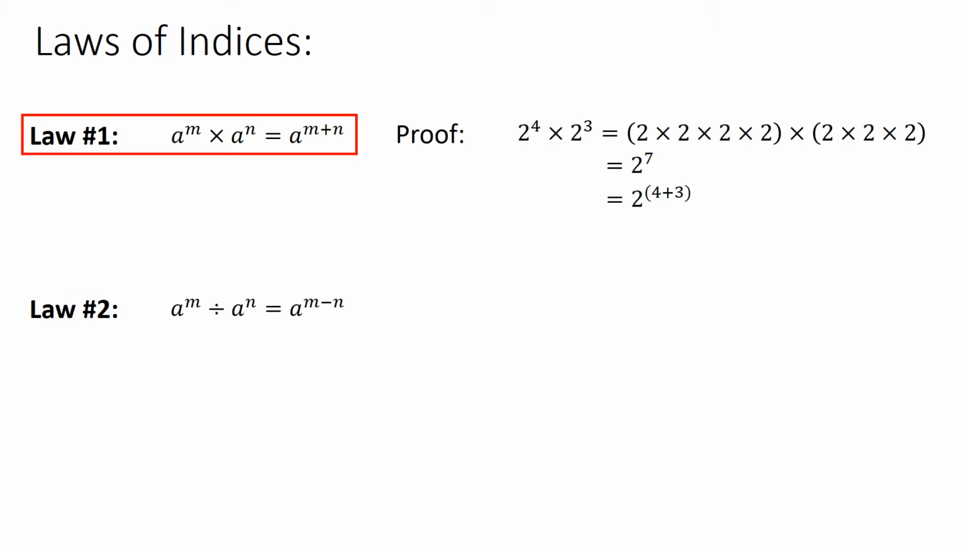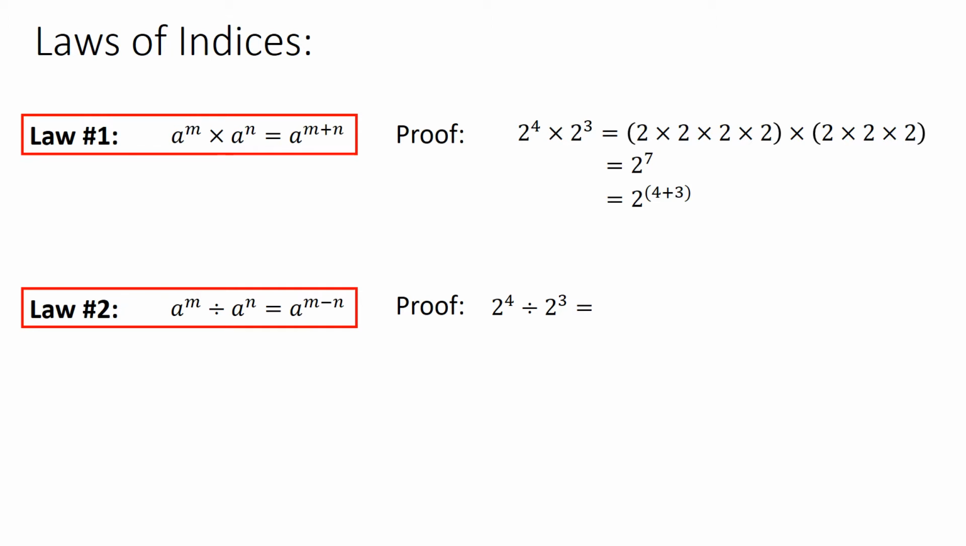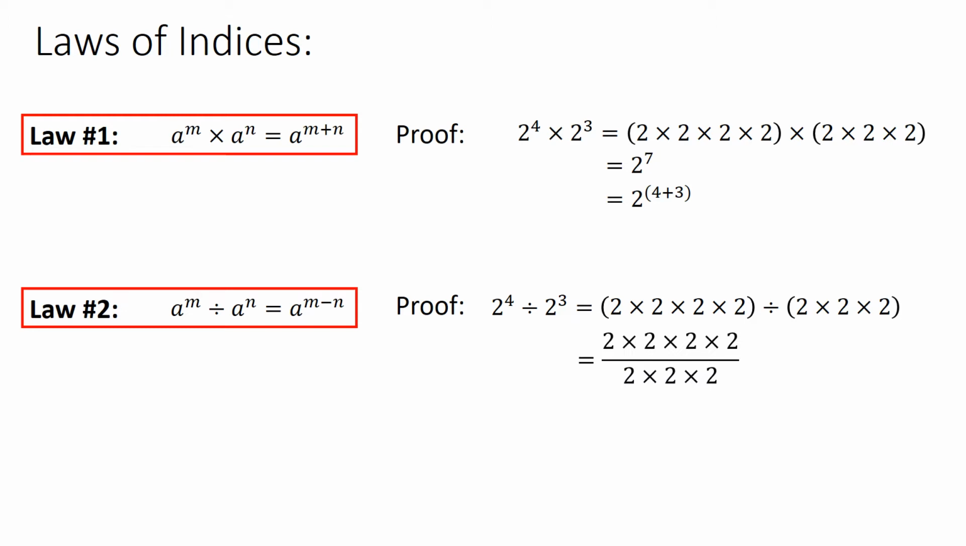Law number 2. a to the power m divided by a to the power n equals a to the power m minus n. So this law is quite similar to law number 1. Here is the proof. Example, 2 to the power 4 divided by 2 to the power 3. So it means 2 multiplied itself 4 times divided by 2 multiplied itself 3 times. Or we can put it in a fraction form and we can cancel them one by one. At the end, we get 2 to the power 1, which is 2 to the power 4 minus 3.